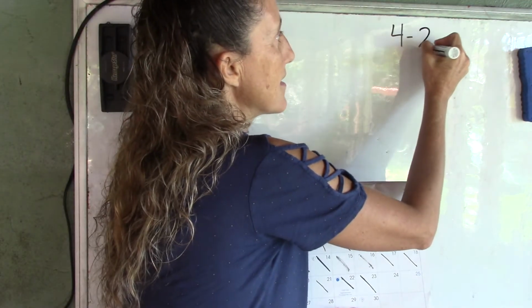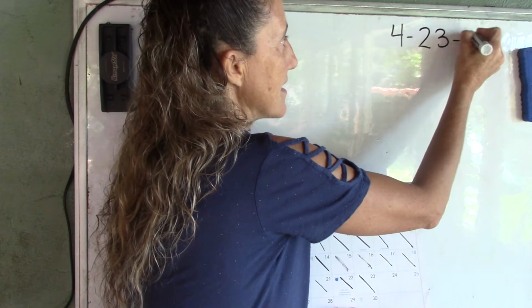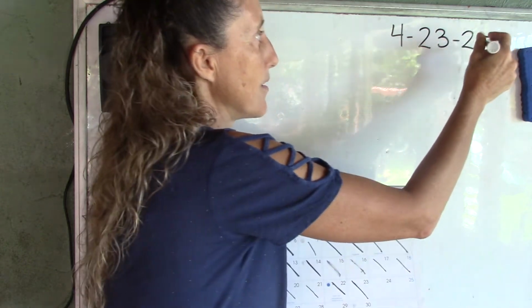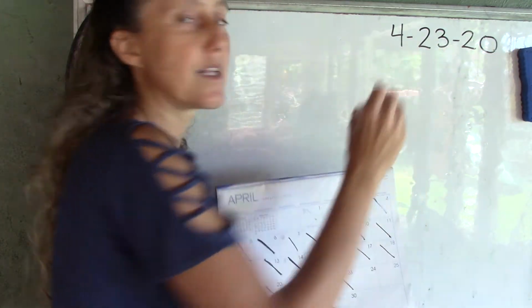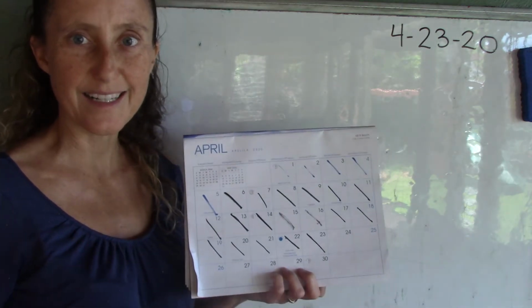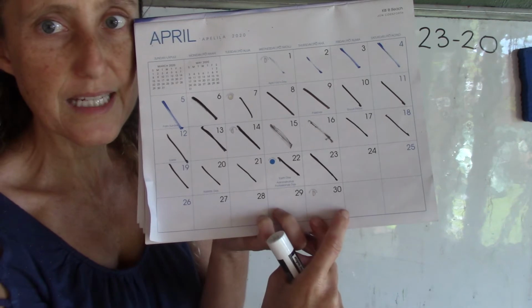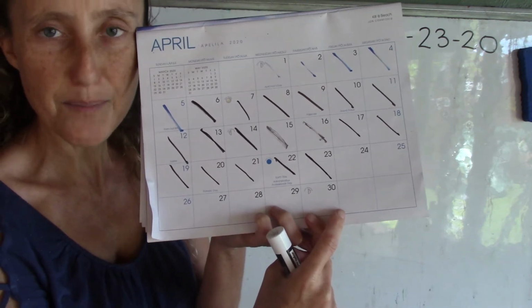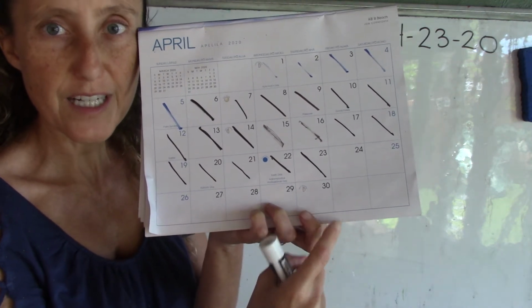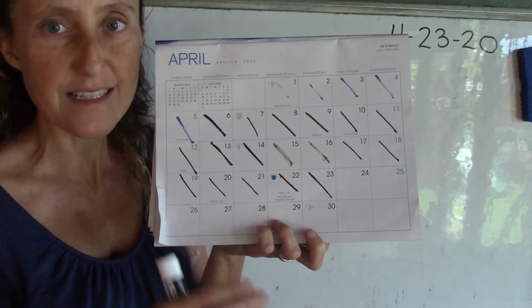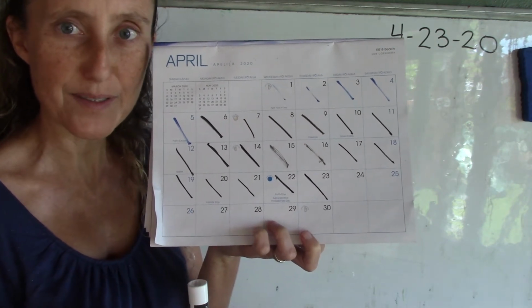23, and it's still the year 2020. So it's April 23, 2020. And if you look right here, there are how many days in the month of April? There's 30. How many more days until the last day of April?